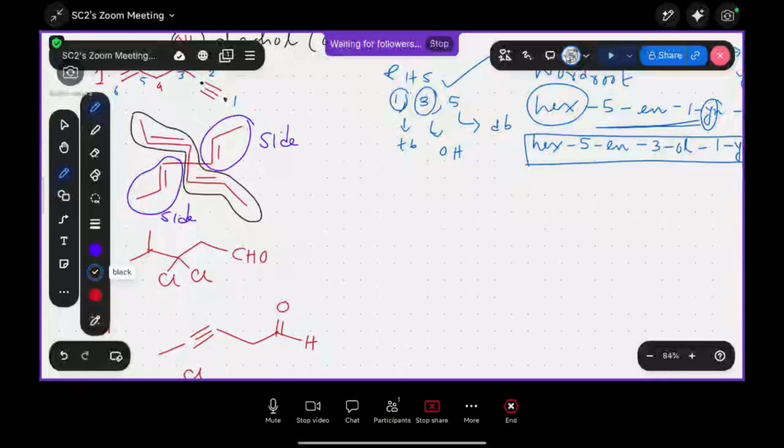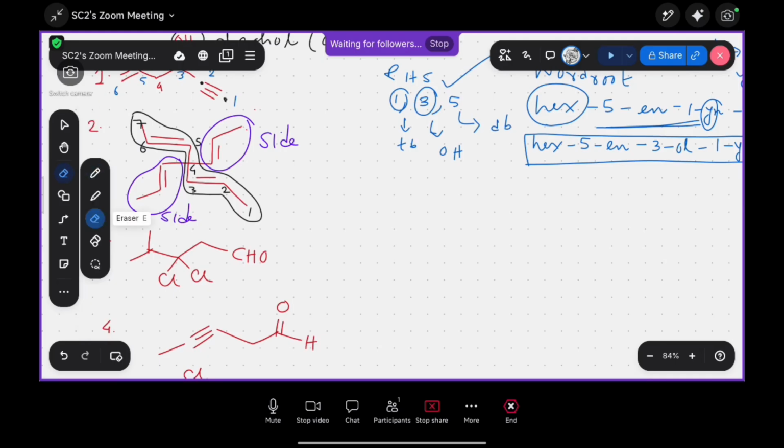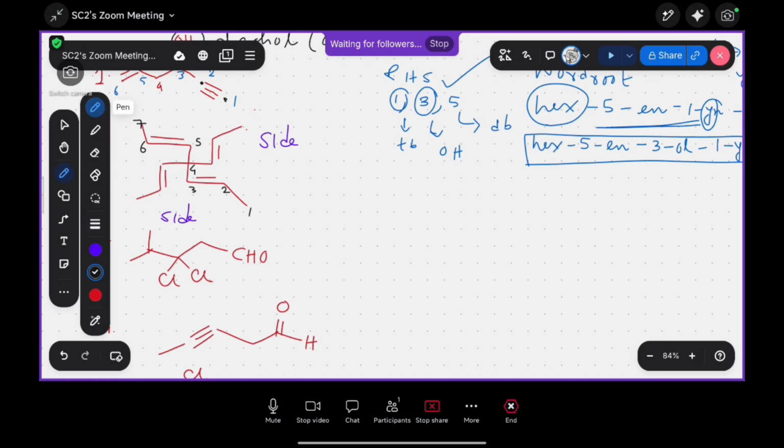Let's write the locants first. It is 1, 2, 3, 4, 5, 6, 7. So this is the numbering. The parent chain has 7 carbon atoms. If you see properly, the parent chain is having 7 carbon atoms. These are the side chains.